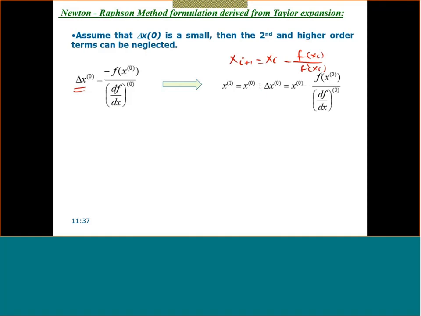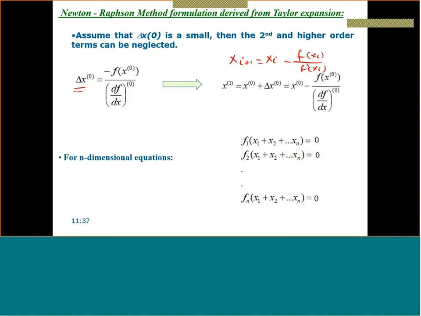Okay, now we need to expand on this, and let's see how we can derive the Newton-Raphson formulation for a set of equations. Now, I don't have just one non-linear equation. I have a set of non-linear equations. Now, the number of variables, as you know, has to be equal to the number of equations. So I have n-dimensional equations. I have n equations, and I have n variables, as you can see here.